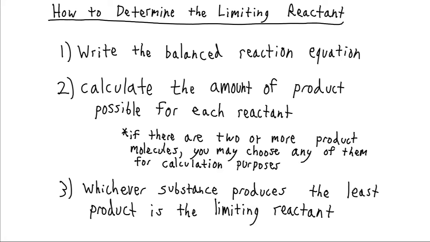Now, occasionally, you will have more than one product. You'll have 2 or 3 or more products. In that case, you can choose any one of those final products to do your calculations with. You're still going to find the correct limiting reactant no matter which one you choose.